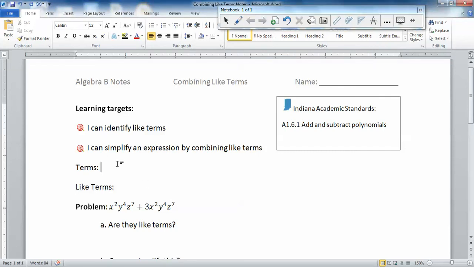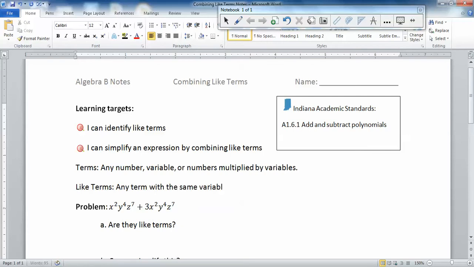Okay, before we can start talking about combining like terms, we have to understand what it means to be a term. And in algebra, a term is any number, variable, or numbers multiplied by variables. Okay, and what like terms are is any term with the same variables to the same powers.